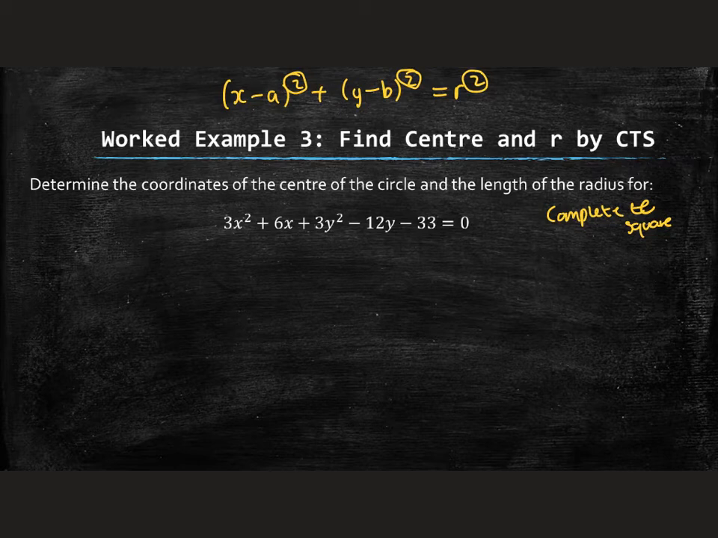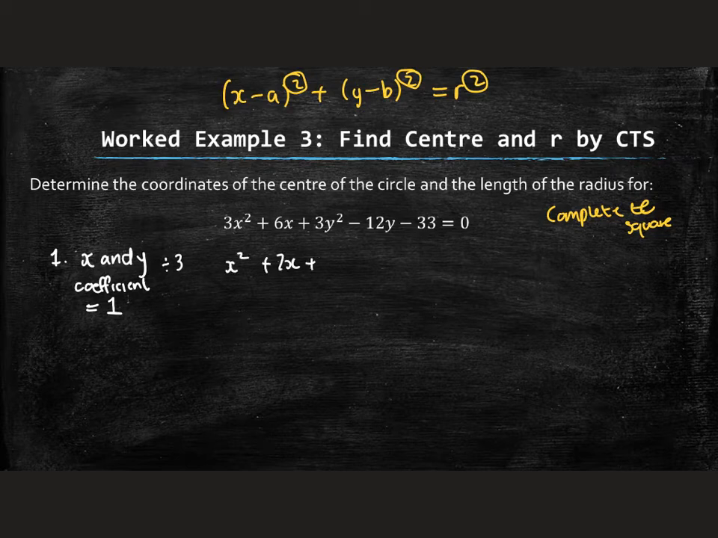So let's do what we need to do. First part of completing the square says we've got to get the x and y coefficients to be 1. So they must equal 1. Well, x squared is originally a 3, and the y squared is originally a 3. So the first thing I'm going to do to all of this is divide by 3. So we've got x squared, we've got 2x, we've got y squared, we've got 4y, and we've got 11 equals 0.